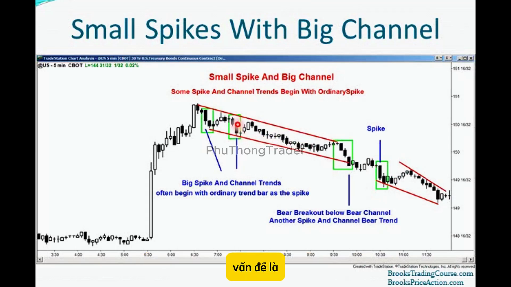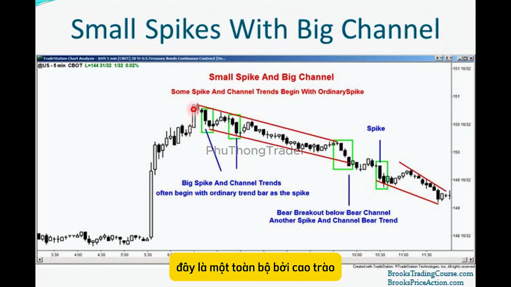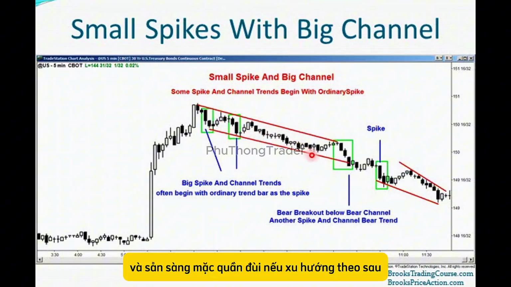The point is, anytime you see a bear spike and the context is supportive of a possible bear trend, here an exhaustive buy climax, you have to be aware of that possibility and be ready to take shorts if a trend follows.